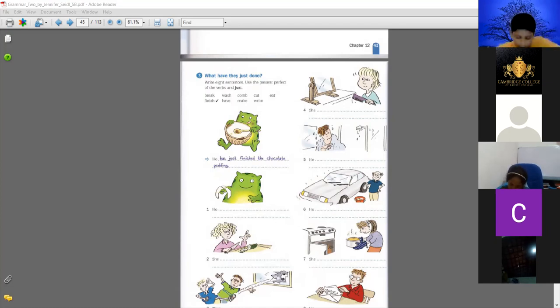All right. Okay. Teacher. Yes. Can I read? Okay, read it. He has just eaten the banana. She has just cut her finger. They has just, they has can bear. They have. "They has" and "they have", you must use "they have".